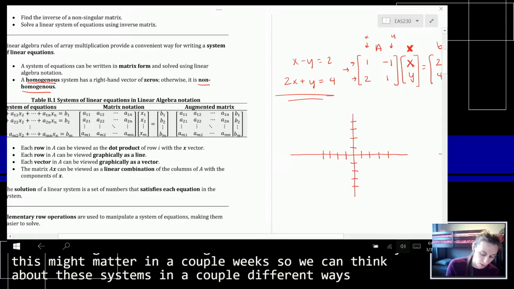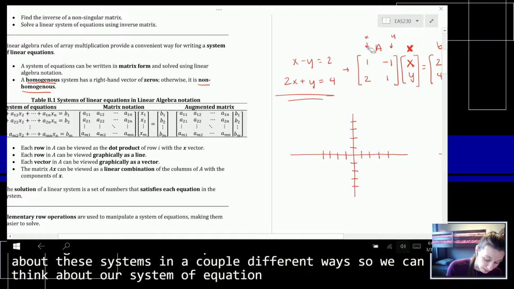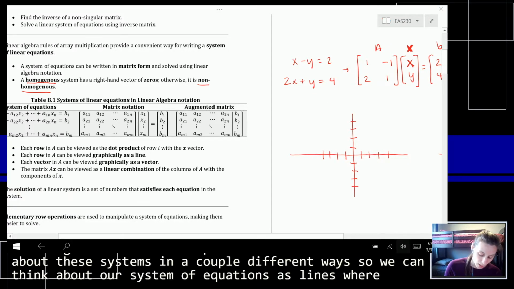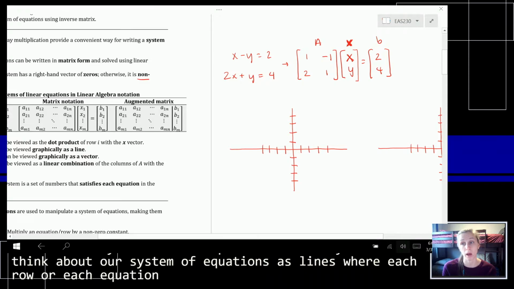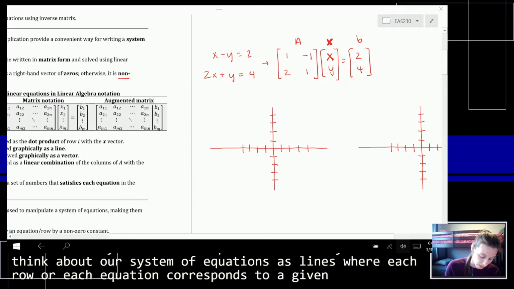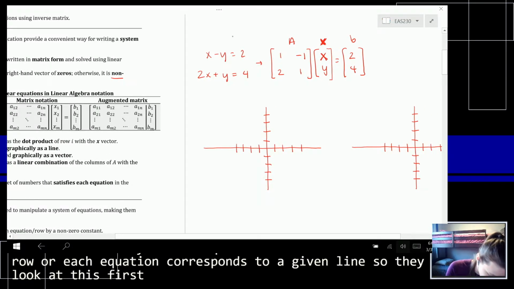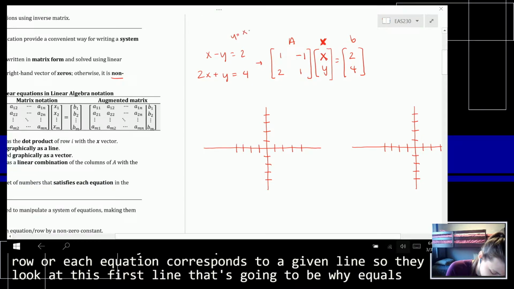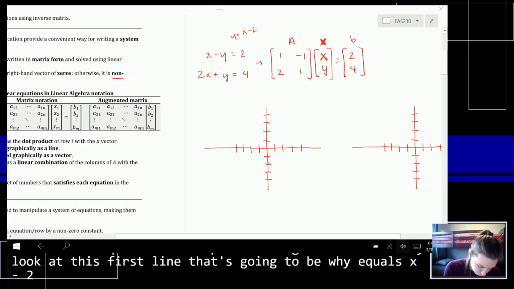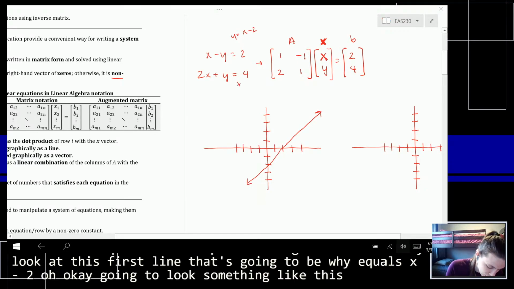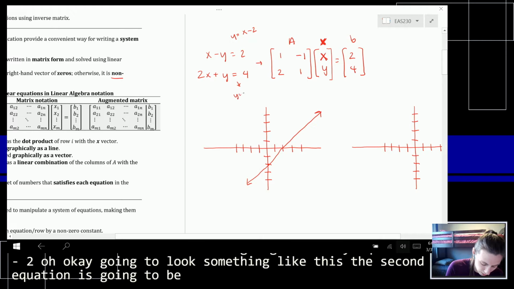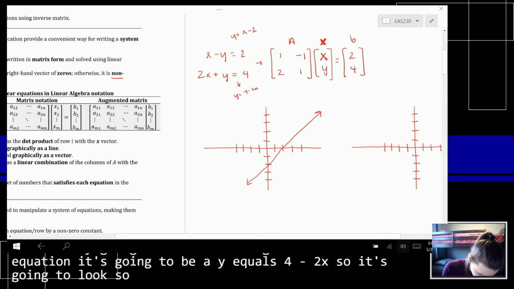We can think about our systems of equations as lines, where each row, or each equation, corresponds to a given line. So if I look at this first line, it's going to be y = x - 2. It's going to look something like this. This second equation is going to be y = 4 - 2x. So it's going to look something like this.